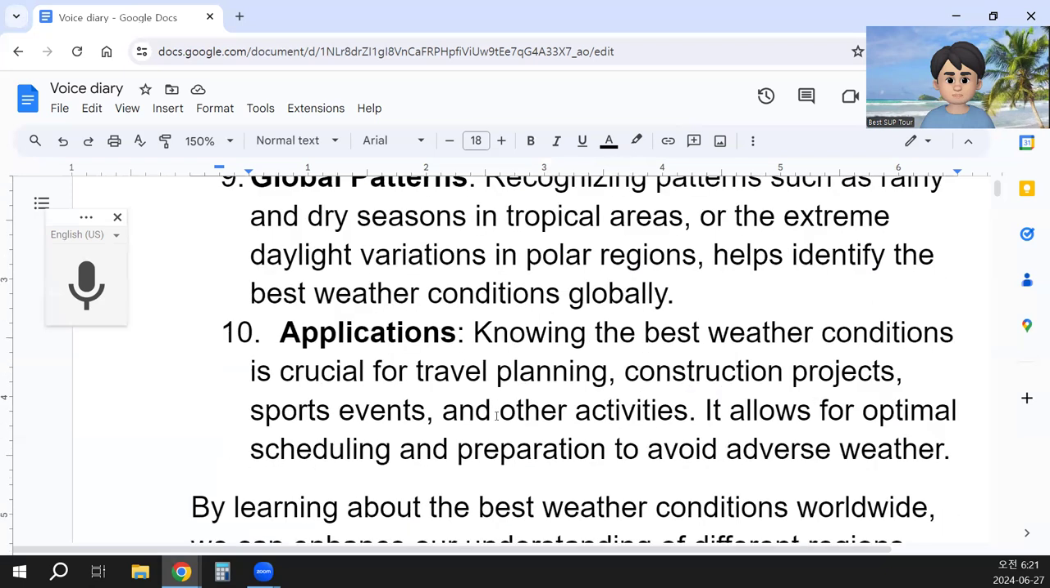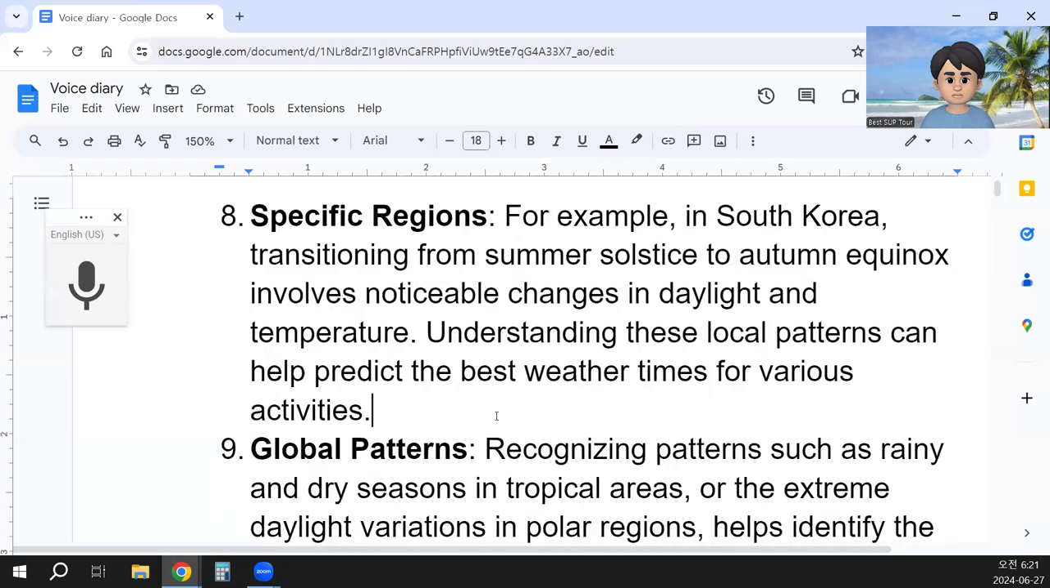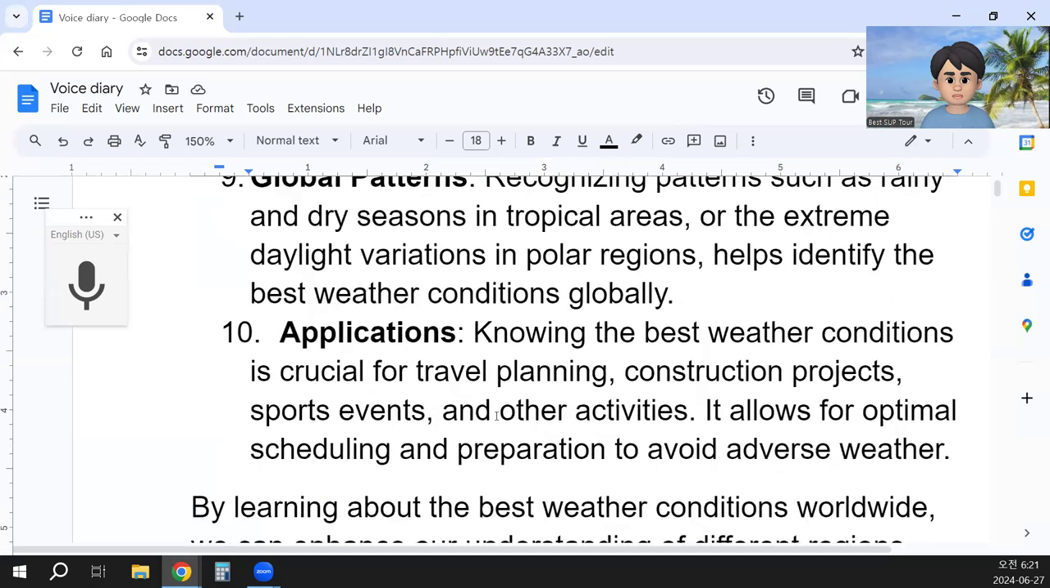And global patterns. Recognizing patterns such as rainy and dry seasons in tropical areas or extreme daylight variation in polar regions helps identify the best weather conditions globally. Application. Knowing the best weather conditions is crucial for travel planning, construction projects, sports events and other activities. It allows for optimal scheduling and preparation to avoid adverse weather.